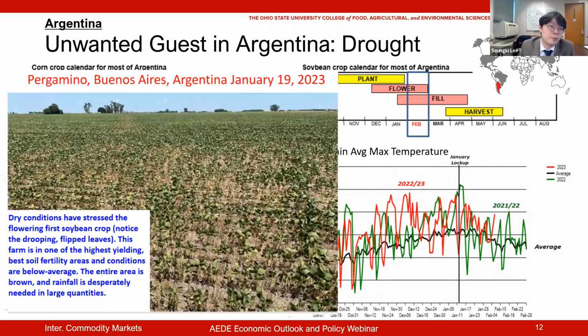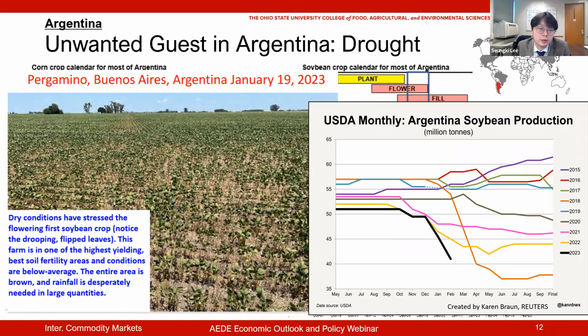This figure shows a picture of an Argentina farm, which is a very major farm and known to have very good soil quality. But as you can see, the soybean plant development is not that good because of the drought. And this USDA monthly Argentina soybean production forecast adds additional evidence. The black line is the forecast for 2023 Argentina soybean production. As you can see, since January they rapidly adjusted down the soybean production level in Argentina, and it is getting close to 2018, the orange line, which is about a 10-year low. So considering the current situation, we are likely to see very low production in Argentina this year because of this drought.